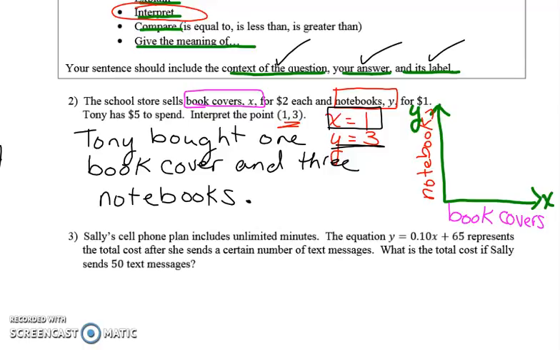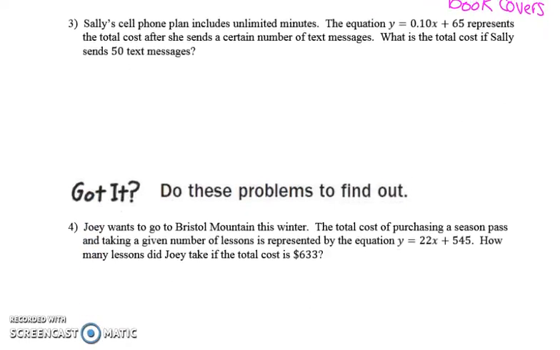Sally has a cell phone, and her plan includes unlimited minutes. The equation Y equals, well, we'll say 10 cents X plus 65 represents the total cost after she sends a certain number of text messages. What is the total cost if Sally sends 50 text messages? Well, I think I'm going to draw that little graph again. I'm going to draw a little graph, knowing that my Y is here, my X is here. Now, they didn't tell us what was X and Y in this particular problem, did they?